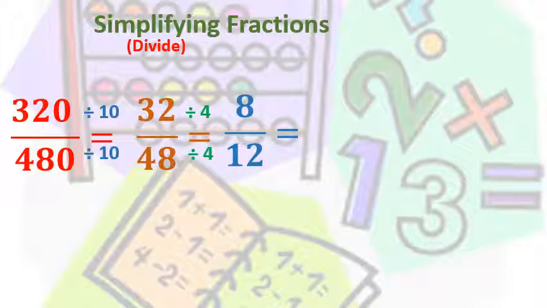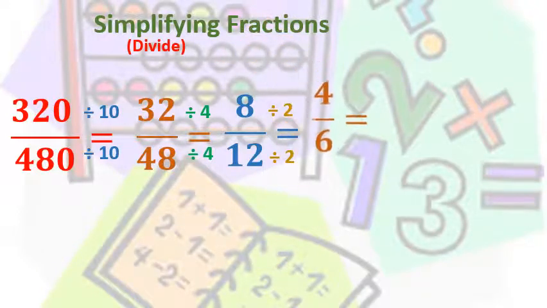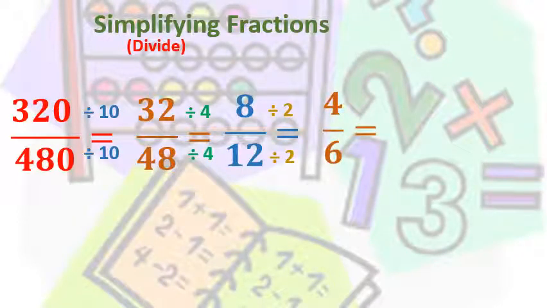Again, can I simplify more? Can I divide more? Can I reduce more? Yes. Divide by 2, divide by 2. The answer is 4 over 6. Can I simplify more? Can I divide more? Yes. Divide by 2, divide by 2. The answer is 2 over 3. Can we simplify more? No.